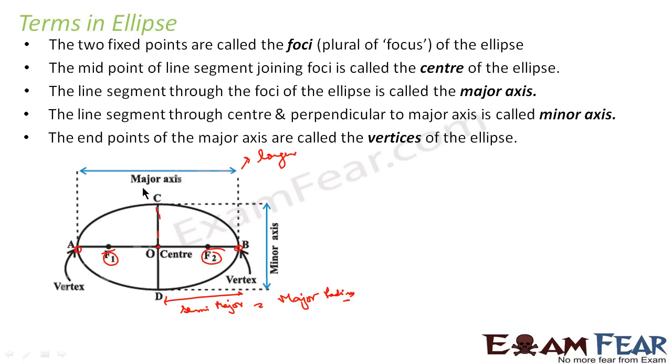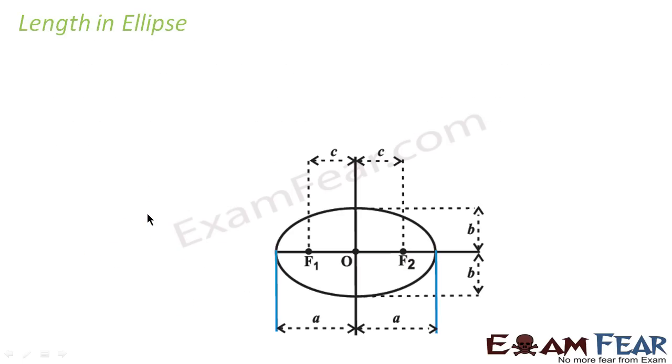Similarly, half of the minor axis, the length from here to here, is called the semi-minor axis, and it is also called the minor radius. Now let's talk about lengths in an ellipse. The distance between the center, that is (0, 0), and a focus is C.